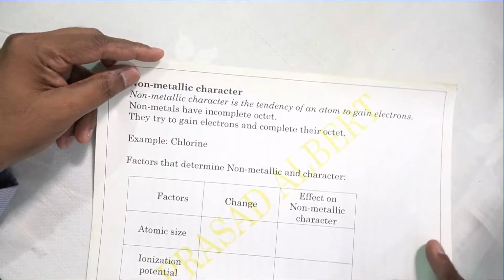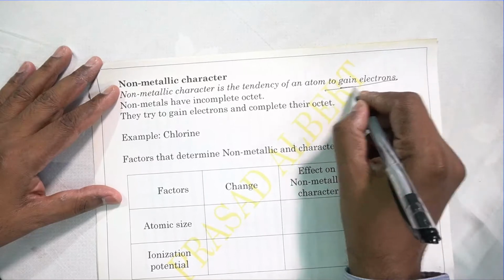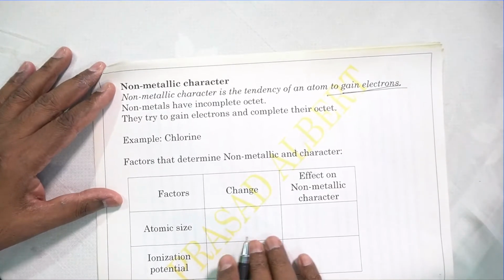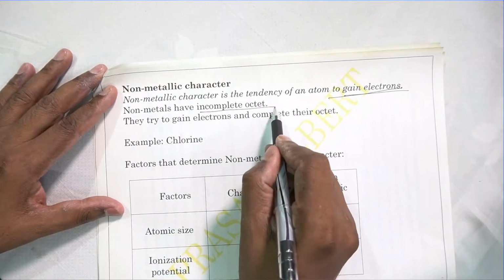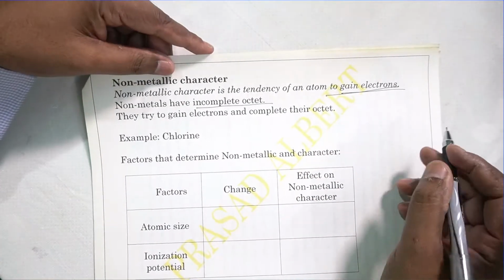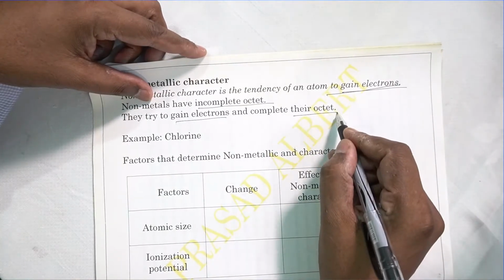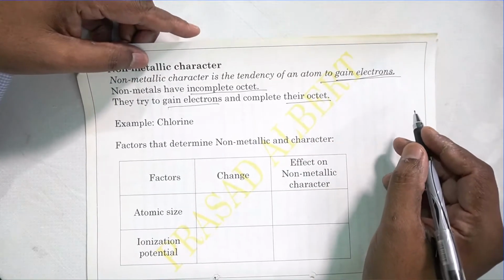Non-metallic character is the tendency of an atom to gain electrons. Underline gain electrons. Non-metals have incomplete octet. They have a few electrons short of 8 in the valence shell. So they try to gain electrons and complete their octet. This is what we call non-metallic character.